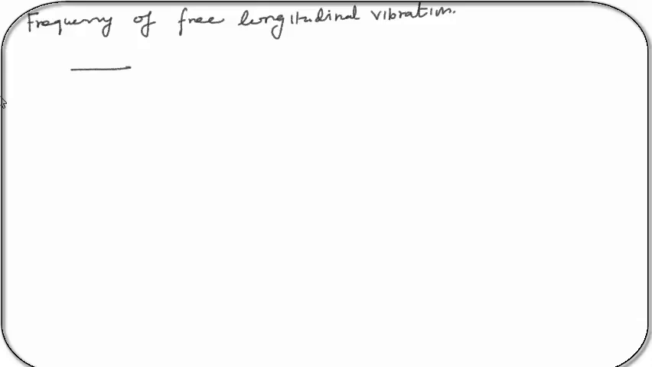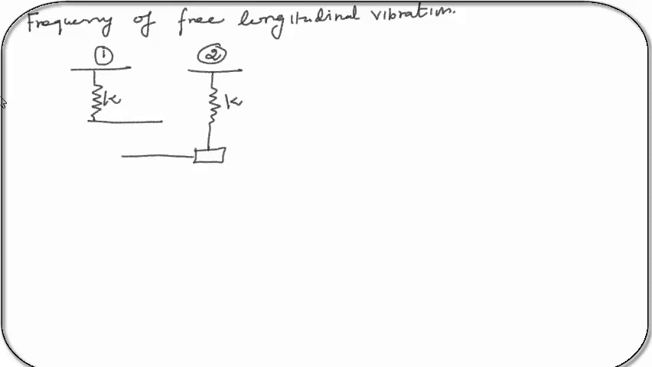Initially we consider the spring alone. A spring is there, it has a stiffness of K, and it is case 1. In case 2, we included a mass which is attached to the spring, which has a stiffness of K. Once the mass is attached to the spring, it has been displaced to some distance. That distance is delta.